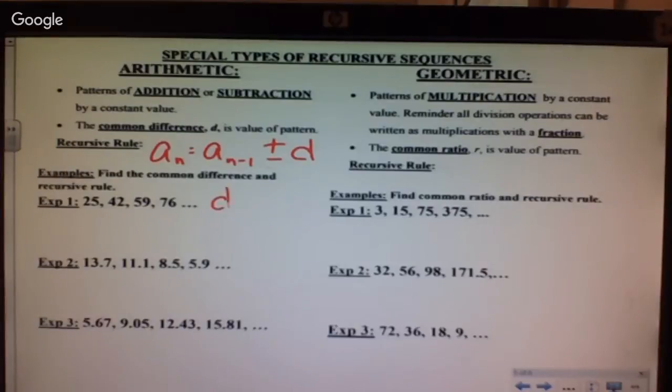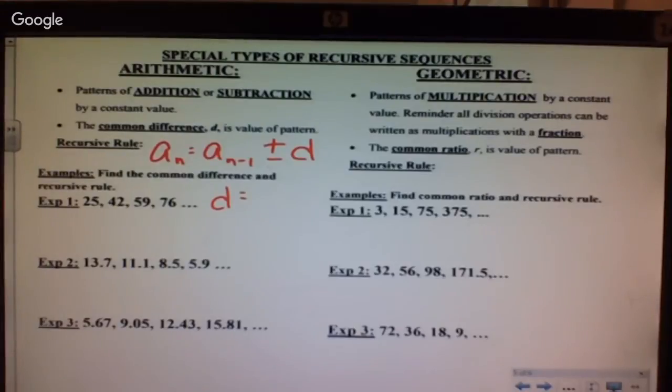What is my D value? I don't know. Oh, the common difference. My common difference.